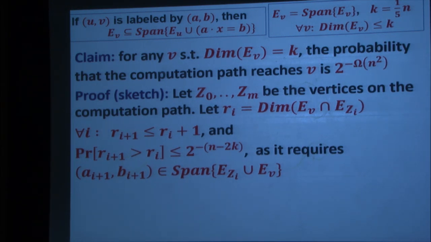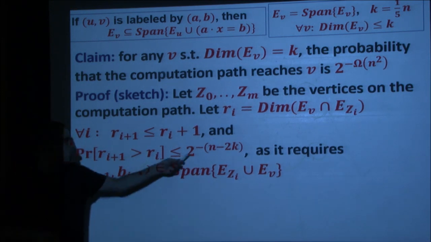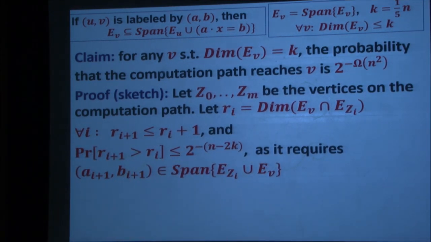But it's okay if it takes 2 minutes to get that, it doesn't really matter. That's what we have: the probability that Ri plus 1 is larger than Ri is exponentially small, with a really great bound, 2 to the minus n minus 2k.